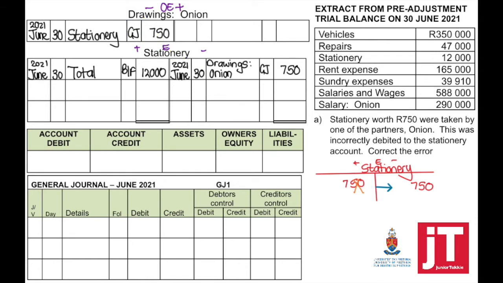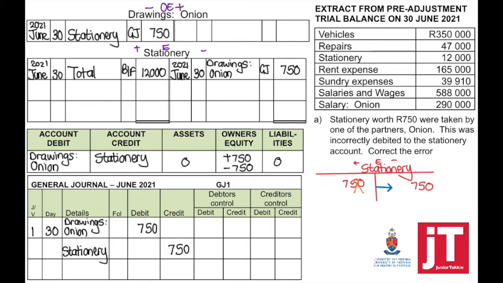To show this on the accounting equation and in the general journal, account debited, drawings. You must be specific. In a partnership, you need to write the name of the partner. Account credited, stationery. Effect on the accounting equation, owner's equity minus, expense minus, which means it will have a positive effect on the owner's equity.